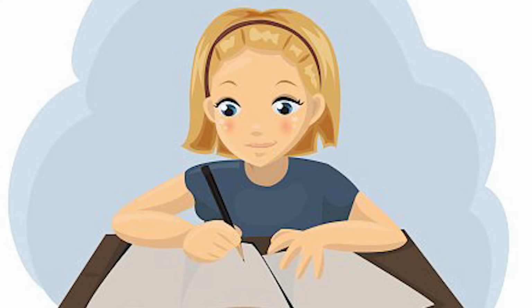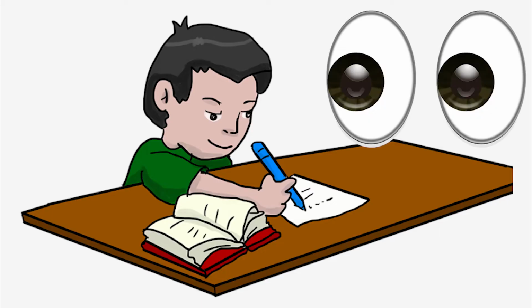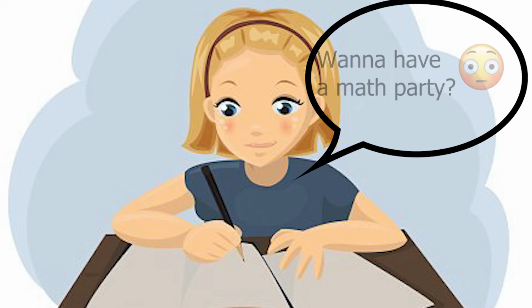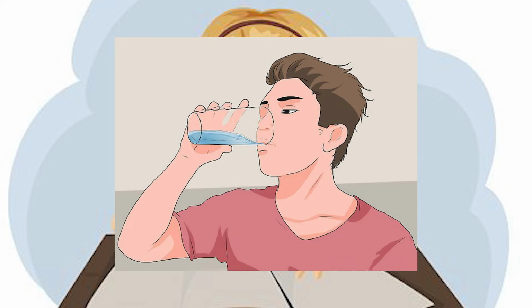Once upon a time, there was a calculus student whose name was Goldilocks. One day, Goldilocks was studying for the AP exam when she saw another student's homework. She tried to ask for the other student's answers, but the student said no, so Goldilocks waited until the student got a drink of water.